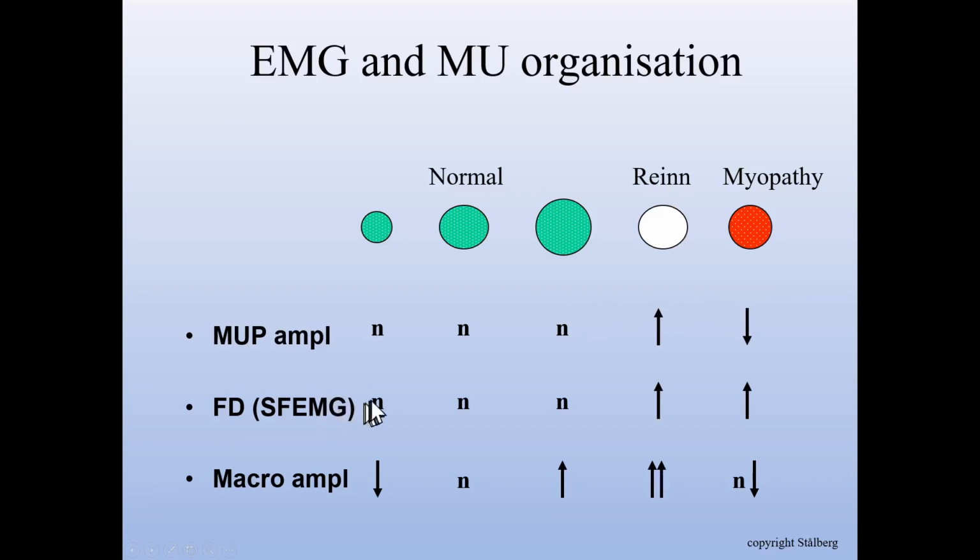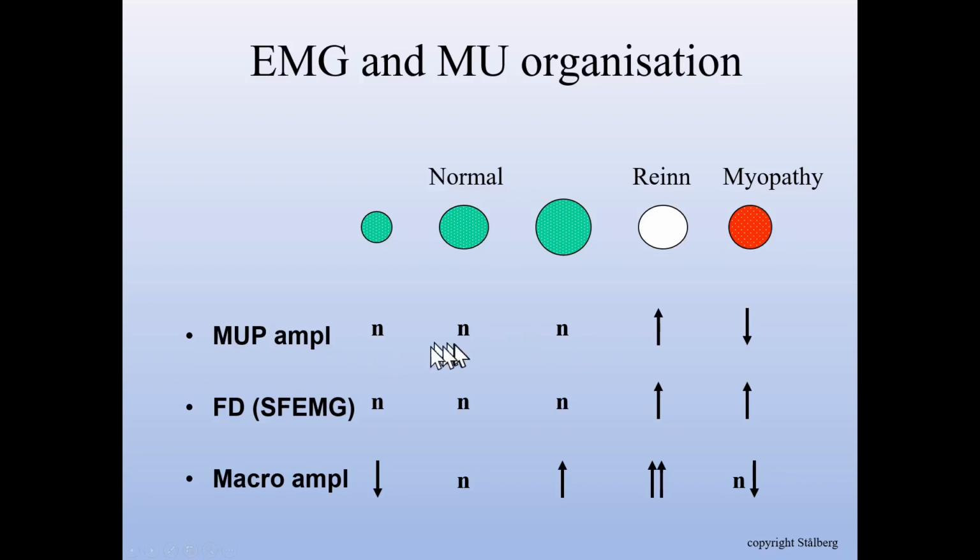The fiber density also does not detect any difference in small and large motor units. In re-innervation, we have increased fiber density, concentration of muscle fibers, and surprisingly enough, we also have that in myopathies, and we think we know why. And in the macro EMG, which is a recording where we can get the whole electrical activity from the motor unit, we see small signals in small motor units and large signals from large motor units. We have large signals in re-innervation and normal or small motor units in myopathy.